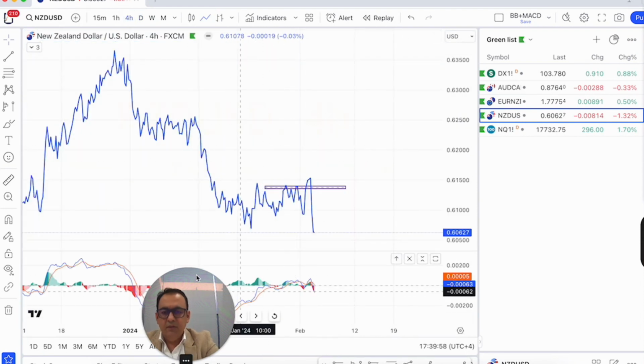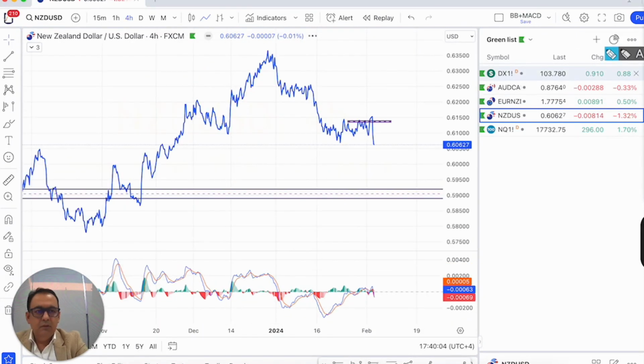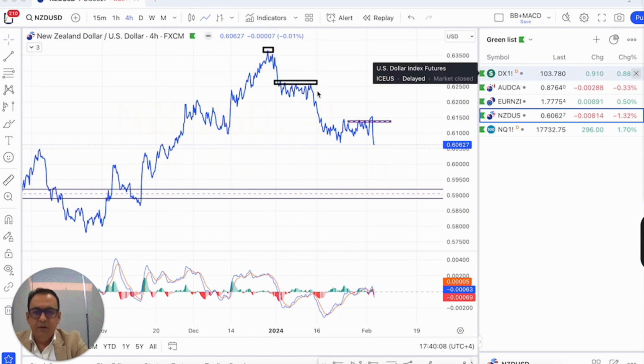again we have lower lows and lower high formation. So comparing the 4 hourly chart, we have a high, we have a lower high in a ranging pattern. Again we have a lower high in a ranging pattern. So if this range is broken, the target would be the next high volume zone.